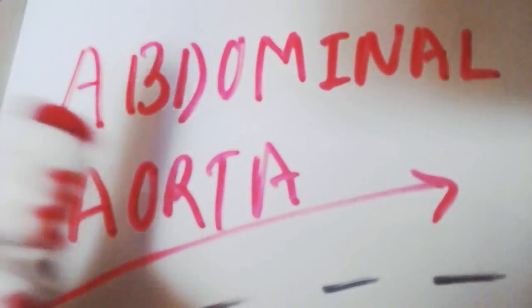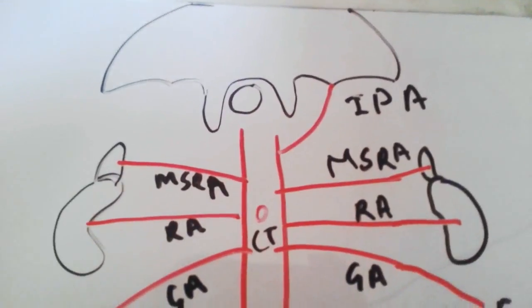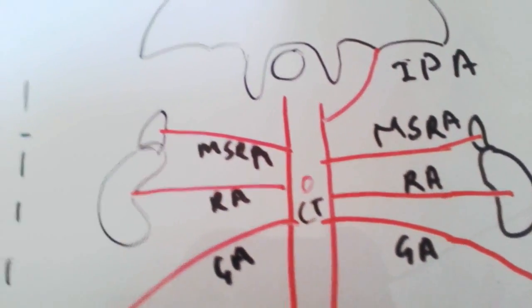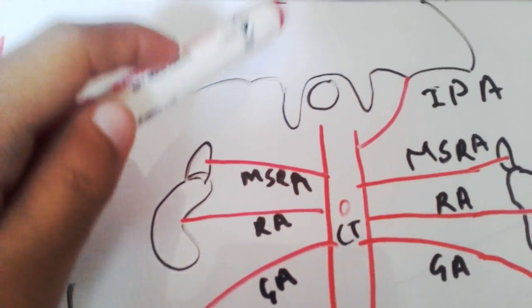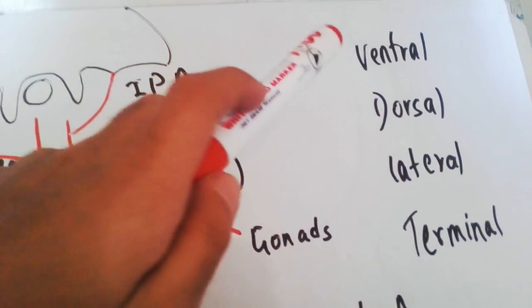Today we are going to discuss the abdominal aorta. The abdominal aorta is the continuation of the descending thoracic aorta. When it crosses the aortic opening of the diaphragm, it becomes the abdominal aorta. The abdominal aorta has ventral, dorsal, lateral and terminal branches.